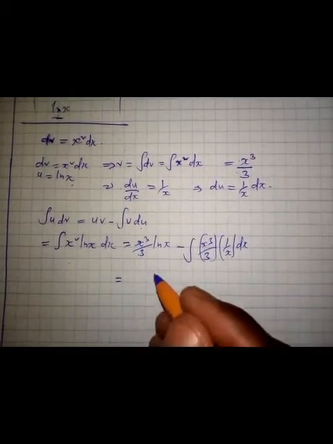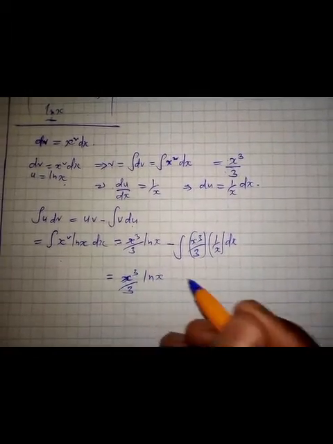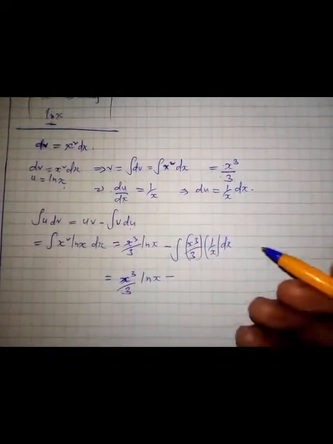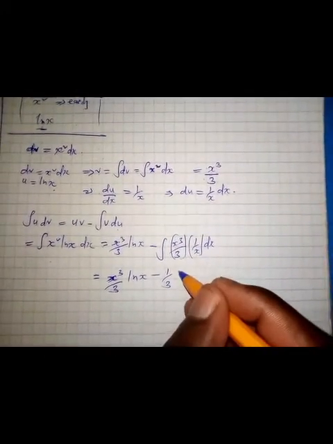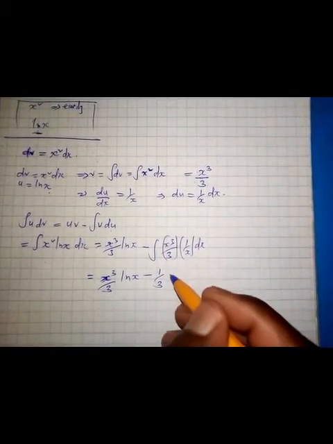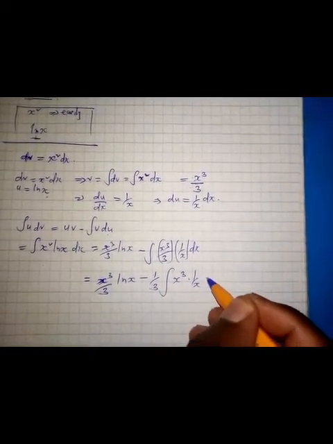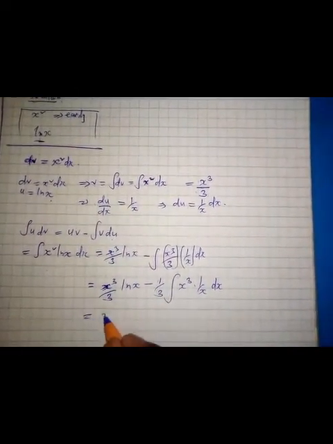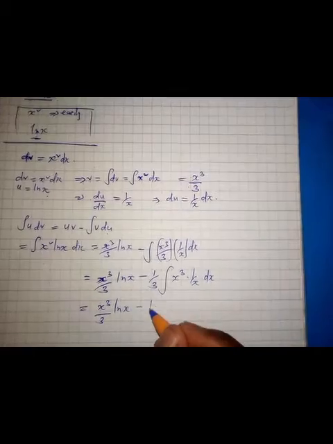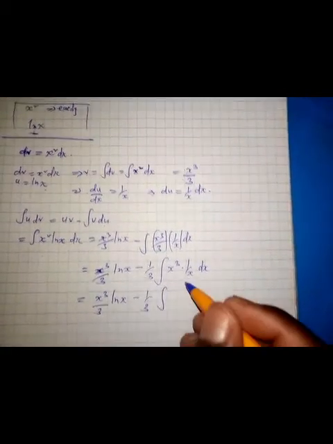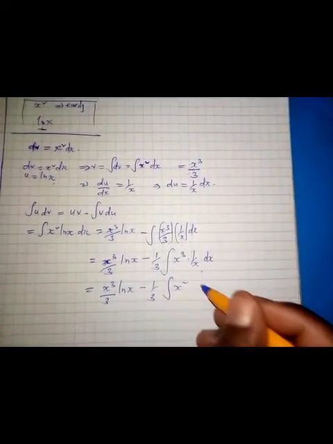This is the same as x cubed over 3 ln x minus 1 over 3 into x cubed times 1 over x dx, which is the same as x cubed over 3 ln x minus 1 over 3 integration of x cubed over x, which is x squared, dx.